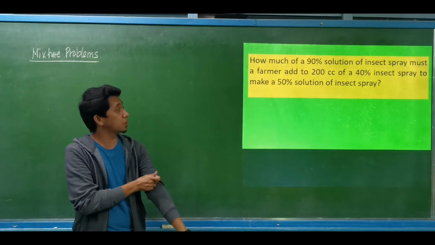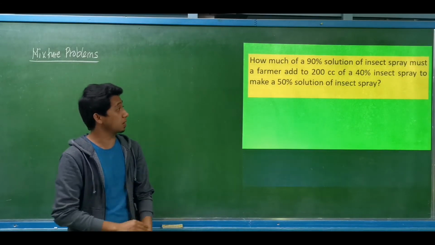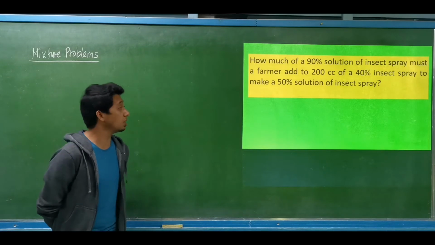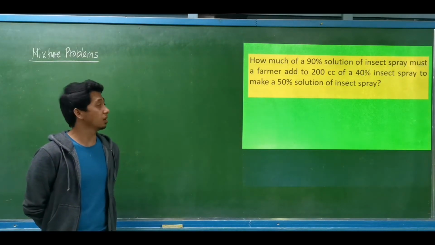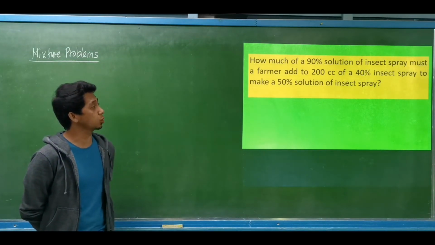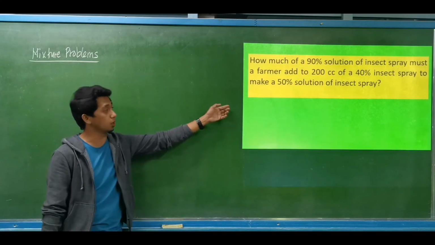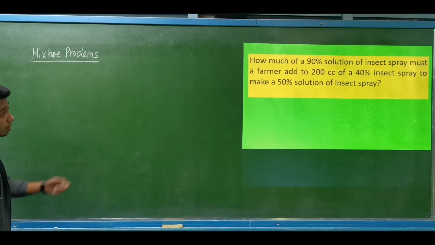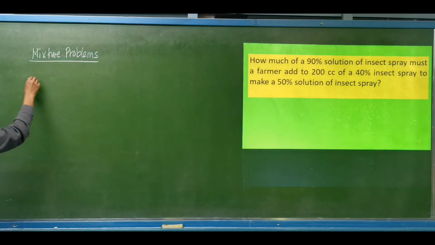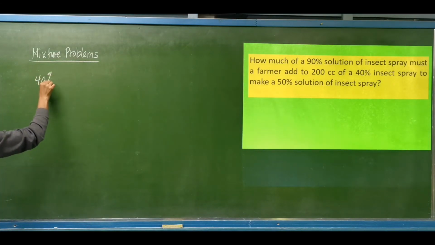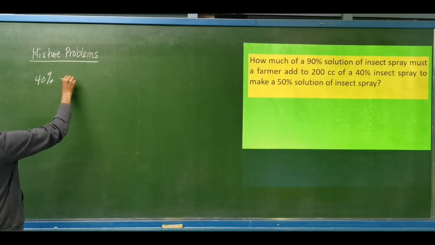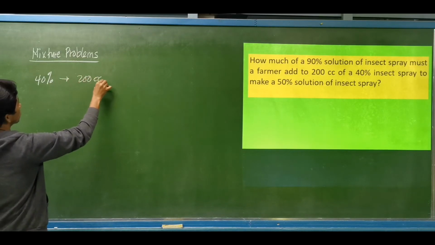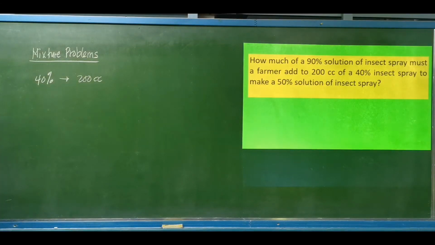How much of a 90% solution of insect spray must a farmer add to 200 cc, or 200 cubic centimeters, of a 40% insect spray to make a 50% solution of insect spray? So initially, based on the given, we have a 40% solution and its volume is equal to 200 cc, or 200 cubic centimeters.